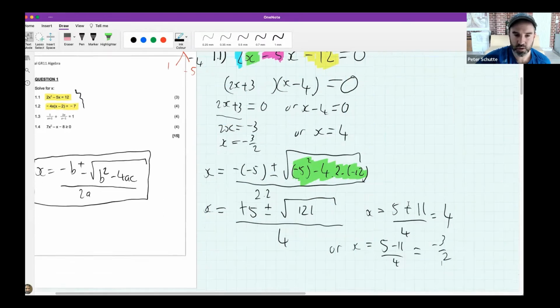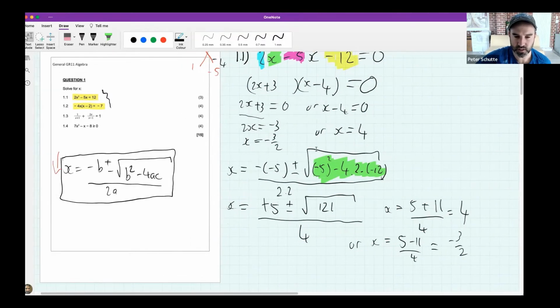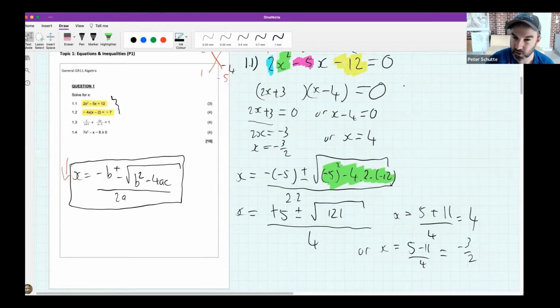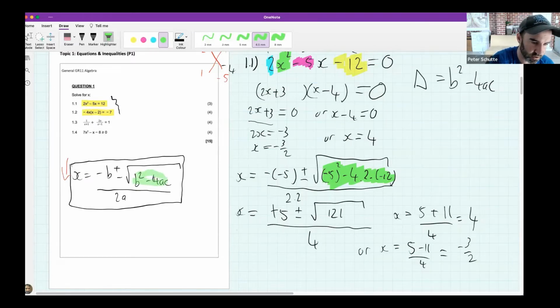Now, the reason I bring up delta, guys, is later in the lesson, I'm going to talk to you about something called nature of the roots. And in nature of the roots, you need to find what delta is. And I want to point out at this early stage that delta is just this thing inside the quadratic formula, which is over here.